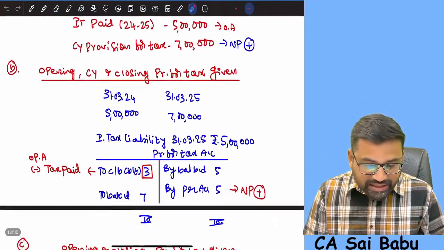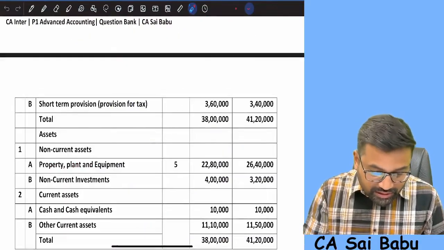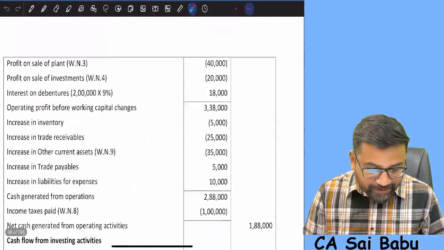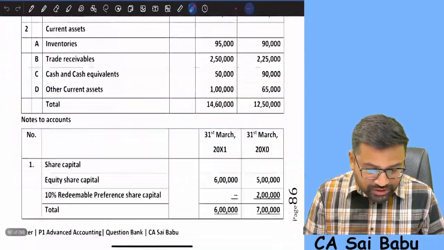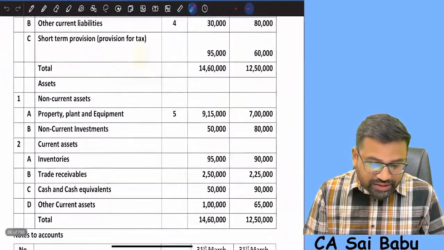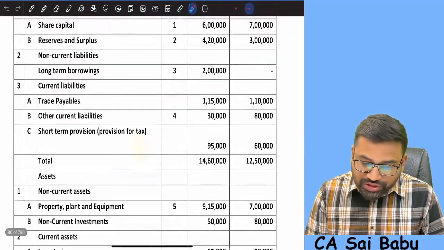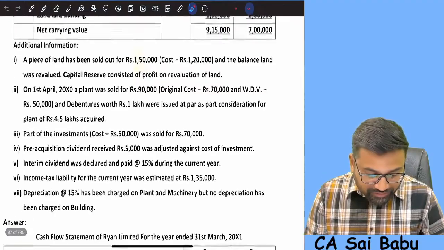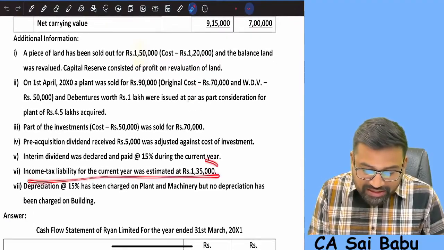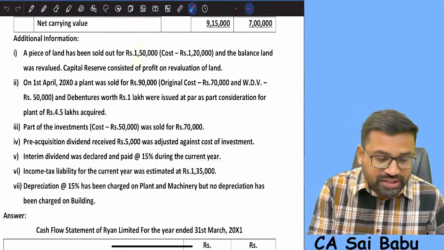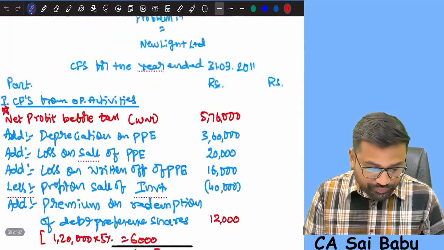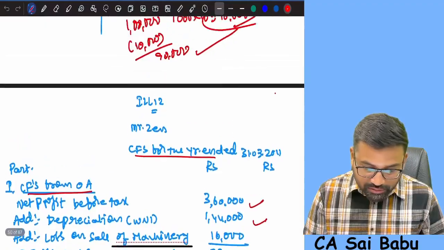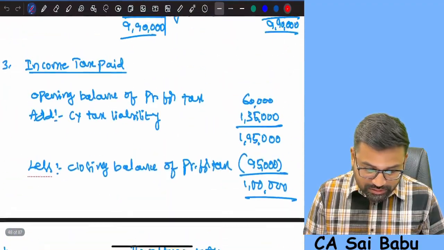Exactly, sir. In this case, reflecting in question number 18, sir. If you look at question number 18, in the balance sheet, short-term provisions, you see opening provision 60, closing 95. In the additional information, they have given current year income tax liability 1,35,000. Now, in this case, what we need to do, I will show you. How to arrive at tax paid. In this case, see this.